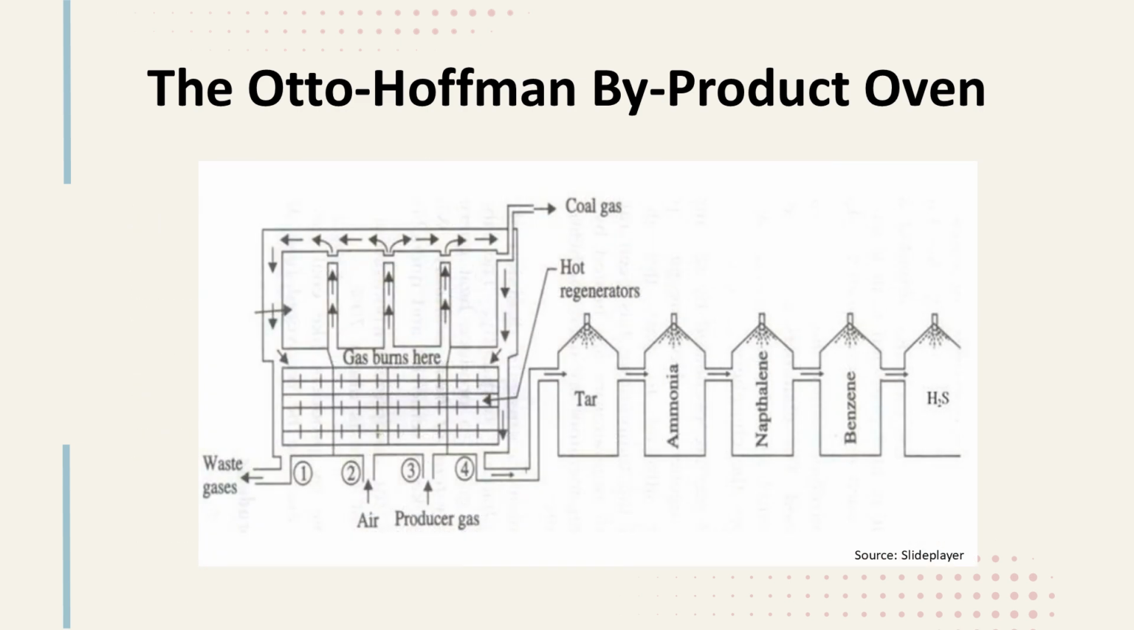This diagram illustrates the Otto Hoffmann byproduct coke oven process, where coal is heated in the absence of air to produce coke. The oven is heated using producer gas and air, with waste gases exiting the system. Hot regenerators recycle heat, improving energy efficiency. During the carbonization process, volatile byproducts are captured and separated into different compounds: tar, ammonia, naphthalene, benzene, and hydrogen sulfide, H2S. This system efficiently produces coke while recovering valuable chemicals for industrial use.